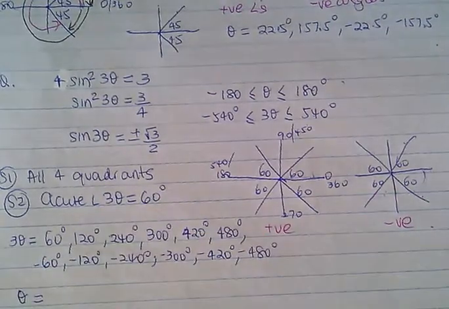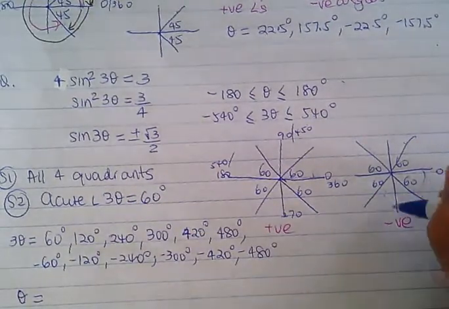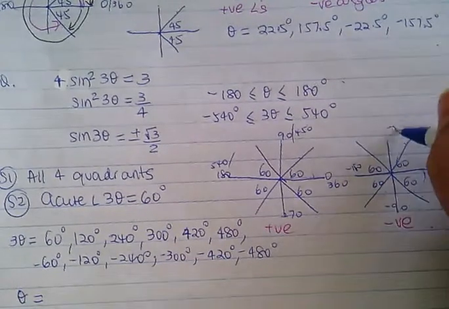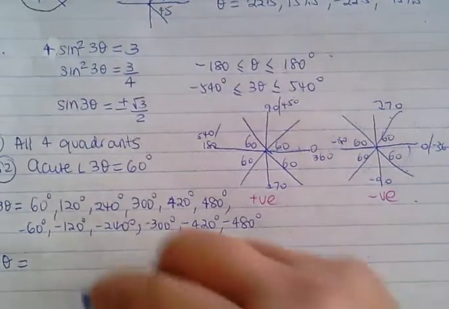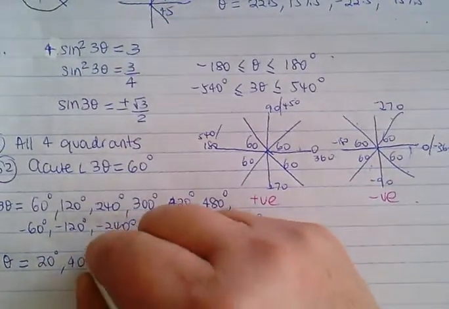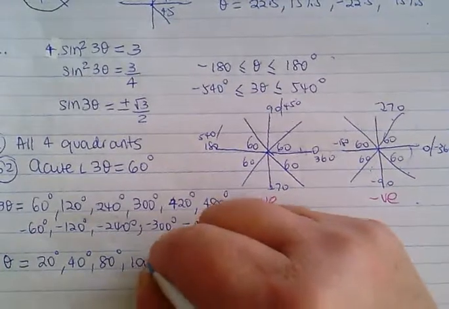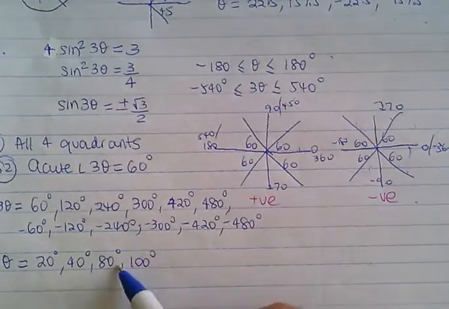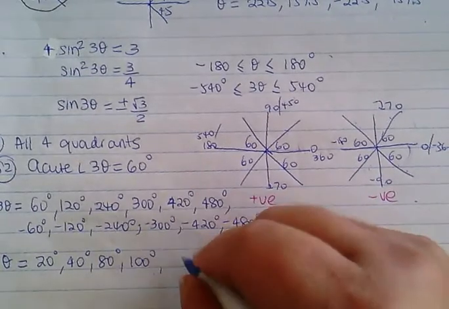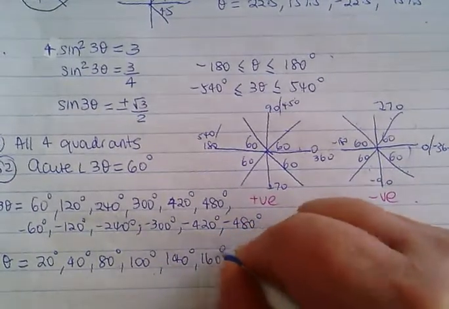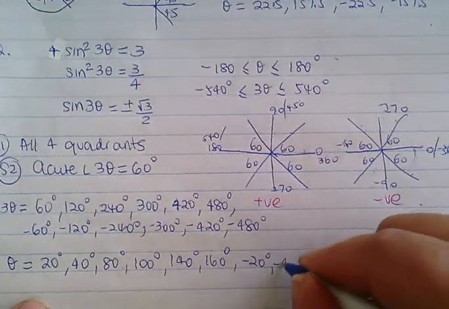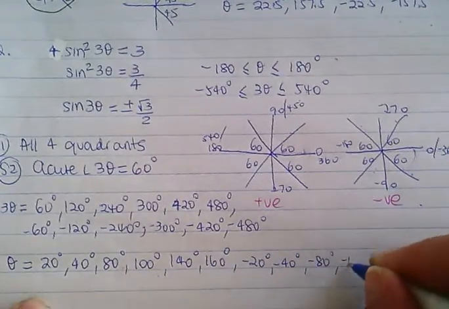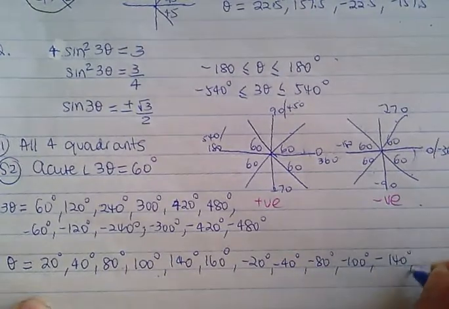So therefore theta equals. So that was, are you good with those? Negative 90, negative 180, negative 270, negative 360, and we keep going. What are my answers? Divide by 3. 20, 40, 80, 100. Look, we went up by 20, 40, 20. What's that? 140, 160. And just do the negatives. Negative 20, negative 40, negative 80, negative 100, negative 140, and negative 160.